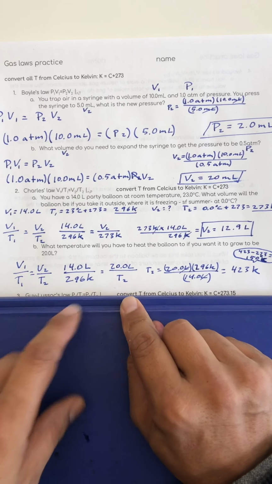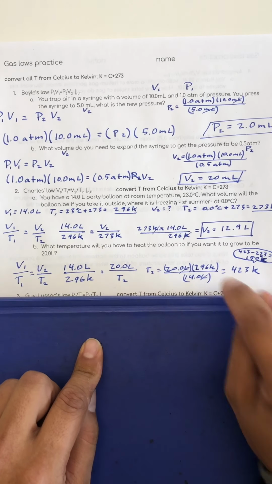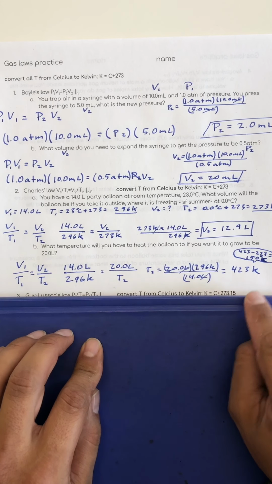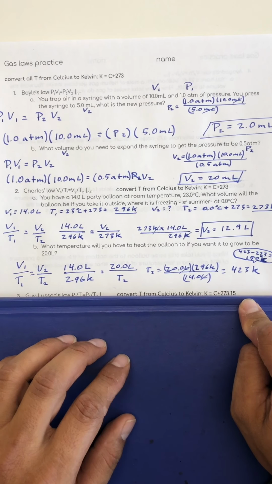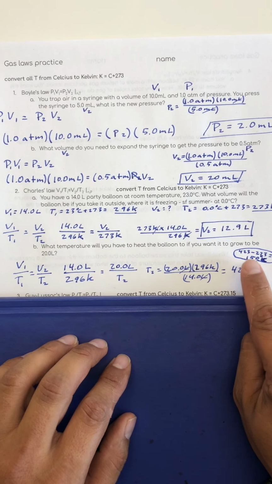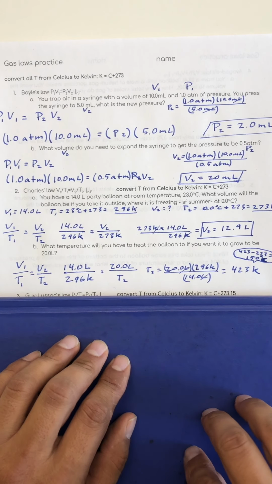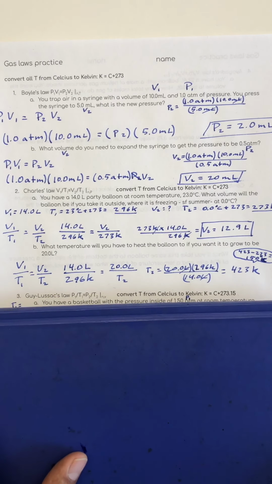Same procedure, cross multiply and divide. Notice how the liters cancel. This times this divided by that in your calculator. 423 Kelvin. And if that doesn't mean anything to you, switch it to Celsius. So 423 minus 273 is 150 degrees Celsius, which is 50 degrees above boiling, which is pretty hot. So maybe you have to put in some oil or something.